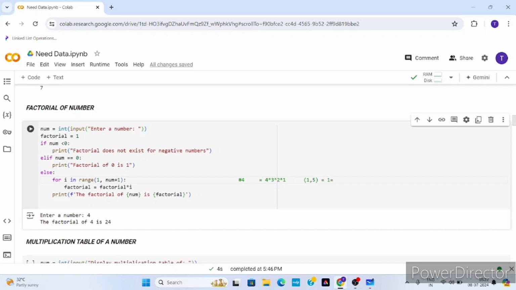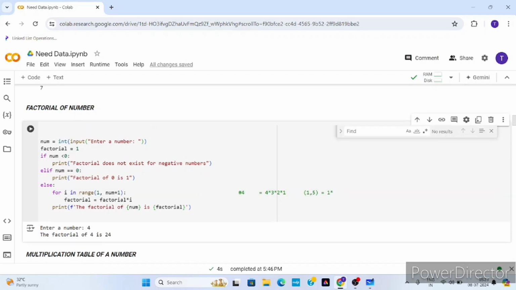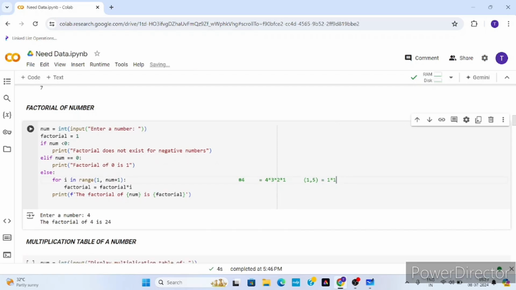What's the value of i at the first moment? It will be 1. So 1 into 1 is equal to 1 itself. Next, the i value will be 2, so 1 into 2, and the factorial value becomes 2. Next it will be 2 into 3, which means the value will be 6. So now the factorial value will be 6.